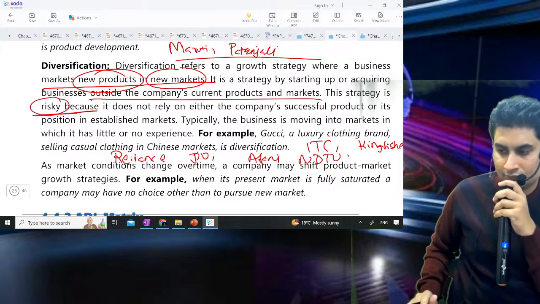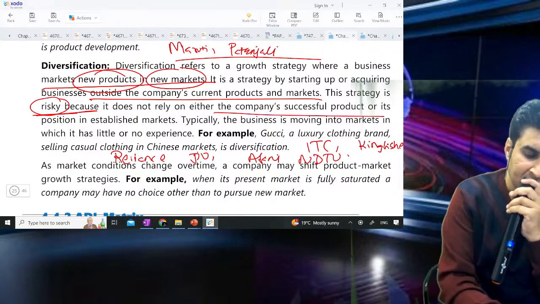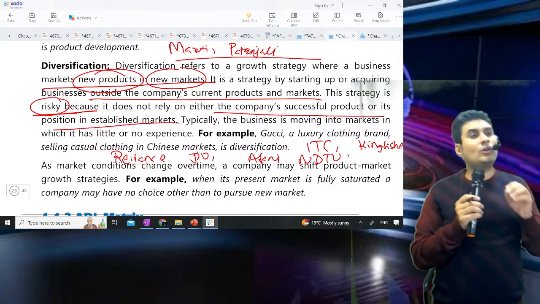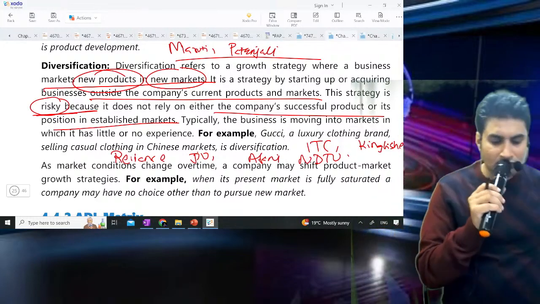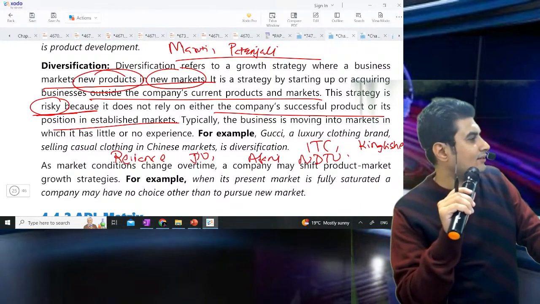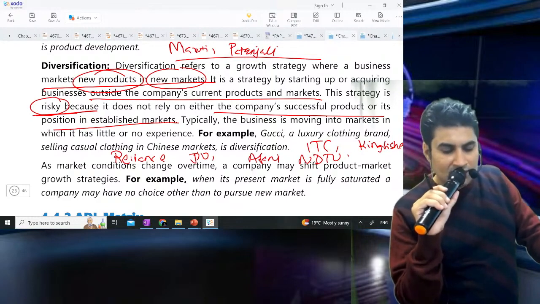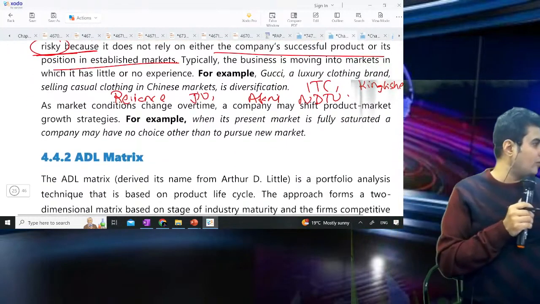Because it does not rely on either the company's successful product or its position in established markets. Because it doesn't rely on product or position. Both are new for me. Typically, the business is moving into markets in which it has little or no experience. Understood. Little or no experience. They have written all the same in the exam. Okay, last. Conclusion. Topic over, guys.